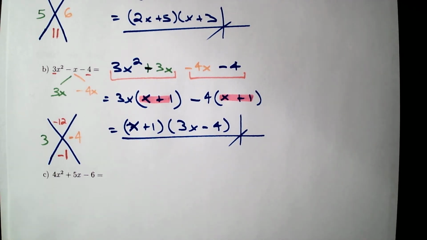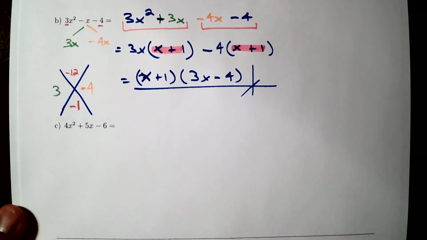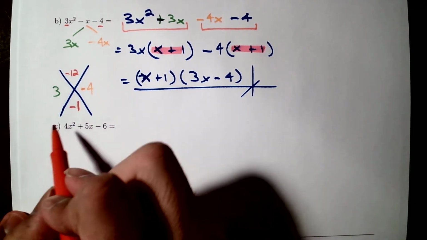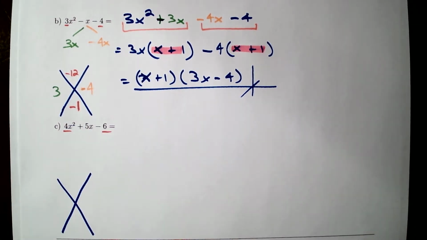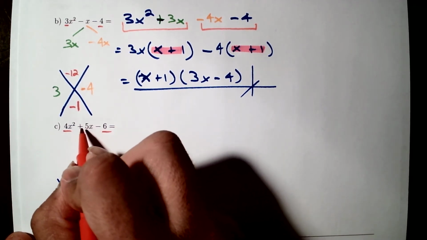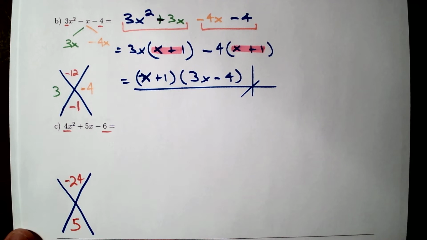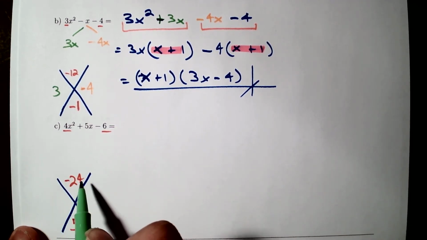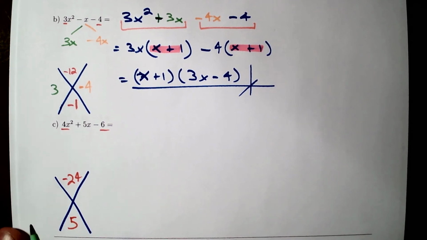Let's do one last example, one more example. Let's do the diamond method on this example, letter C. 4 times negative 6, that's going to give us a negative 24. And then the middle coefficient, which is the number 5, that's going to go down here. So I'm going to look for factors of negative 24 that add up to positive 5.